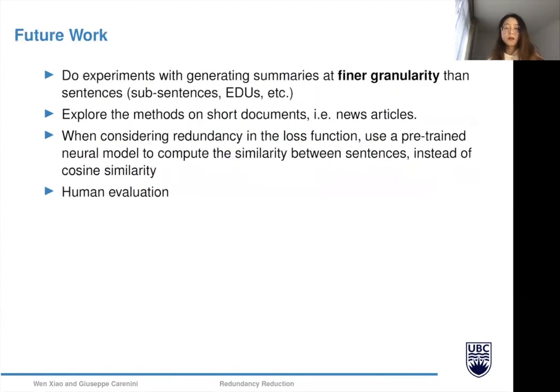For future work, we want to do experiments with generating summaries at finer granularity than sentences, such as subsentences, EDUs, and we want to explore the methods on short documents as well. When considering redundancy in the loss function, we want to use a pre-trained neural model to compute the similarity between sentences instead of cosine similarity. And in addition, we want to do a human evaluation in addition to the automatic redundancy metrics.